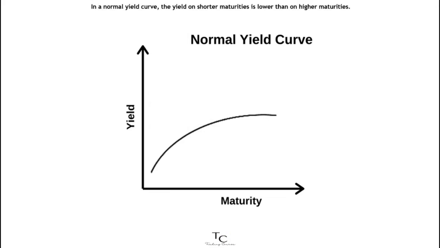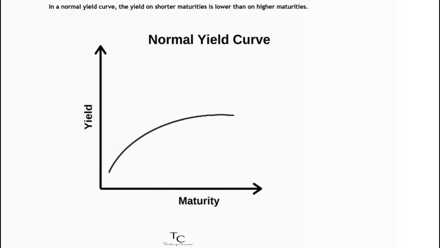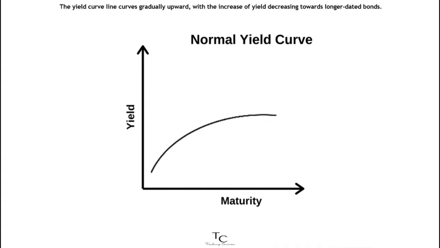In a normal yield curve, the yield on shorter maturities is lower than on higher maturities. The yield curve line curves gradually upward, with the increase of yield decreasing towards longer-dated bonds. The thinking is that the shorter the maturity, the less risk for the investor and, therefore, a lower yield compensation than for longer-dated bonds. A normal-shaped yield curve is usually seen in an economic environment that shows normal growth and limited to no changes in inflation or available credit.